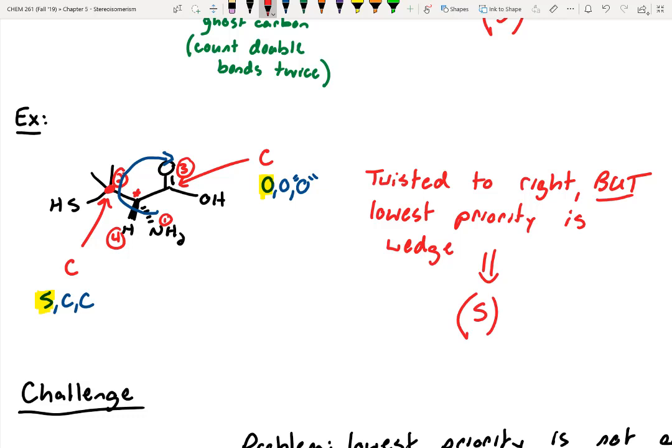What do you do if you have a triple bond? You have 2 ghost carbons, right? So then you count the bond to that atom 3 times. So we need to look for tiebreakers. We need to look for ghost atoms, meaning double or triple bonds. And then we also need to watch out for the situation where our lowest priority is a wedge. If it's a wedge, we need to account for that and then flip our assignments from R to S or S to R. Make sense?